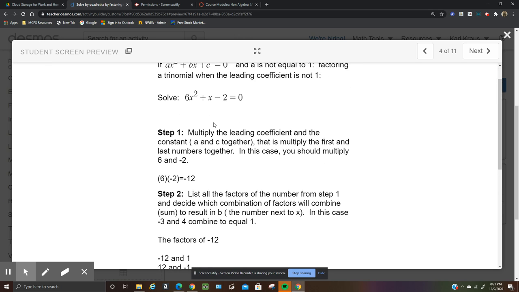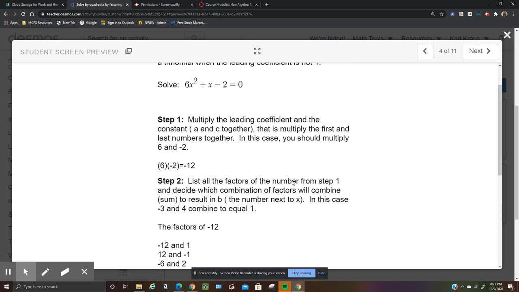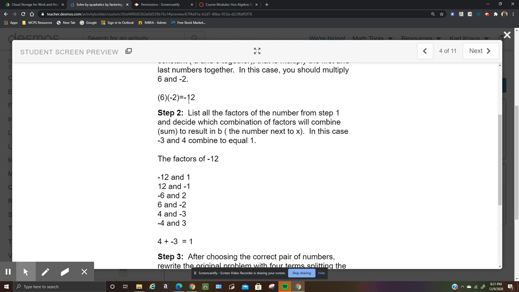So what we're going to do first is multiply the a and c values together. So multiply the leading coefficient, which is 6, and the constant term, which is negative 2. So here it says the first and last numbers together. So 6 and negative 2, you multiply those together, you get negative 12. Then you want to list all the factors of negative 12. So negative 12 and 1, 12 and negative 1, negative 6 and 2. So one or the other has to be negative here. 6 and negative 2, 4 and negative 3.